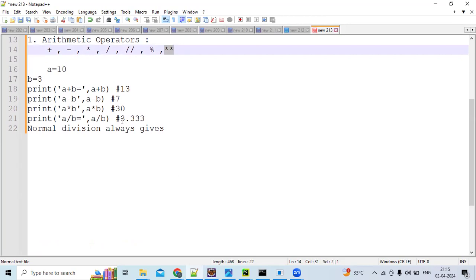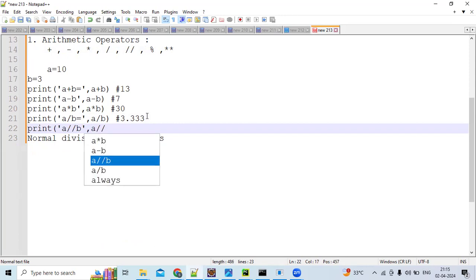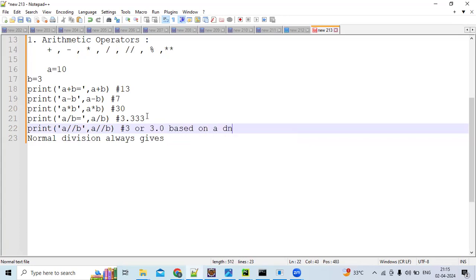Correct? So you can see here a by b is normal division, which will always be written in float. Okay? If it is a floor division, it will be written in integer. It's not fixed. If anyone is float again, it will give 3.0. Otherwise, it is 3. Okay, guys? 3 or 3.0 based on A and B. Am I correct? Yes, is it okay?